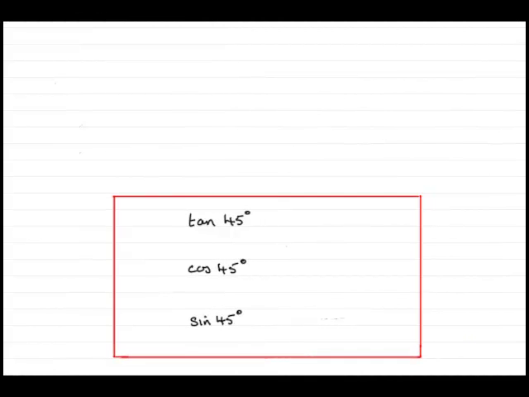Now in this tutorial, what I want to do is show you how we can work out the exact values, without the use of a calculator, of the tan, cos and sine of 45 degrees. To do this, I'm going to encourage you to learn this particular triangle. Learn the ratio of the sides as being 1 is to 1 is to root 2. But before we start, I'm going to show you how we get this result. So let's step back for a moment.